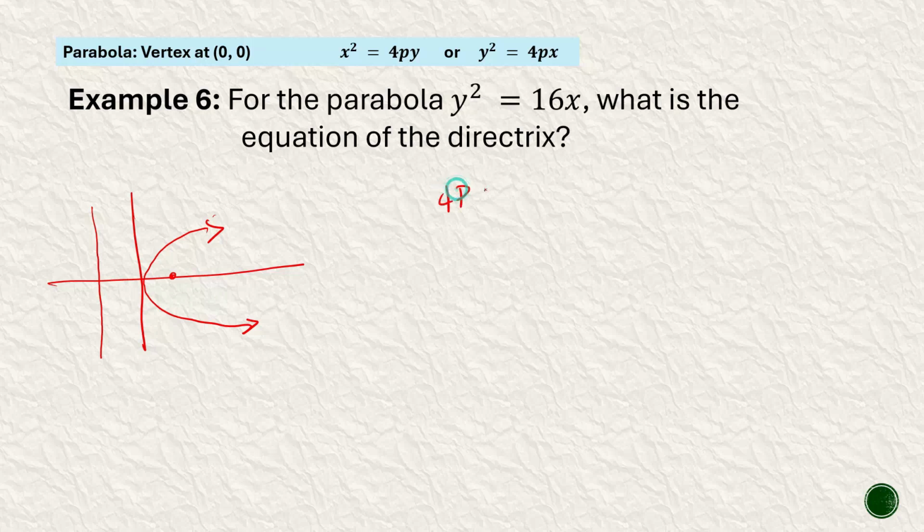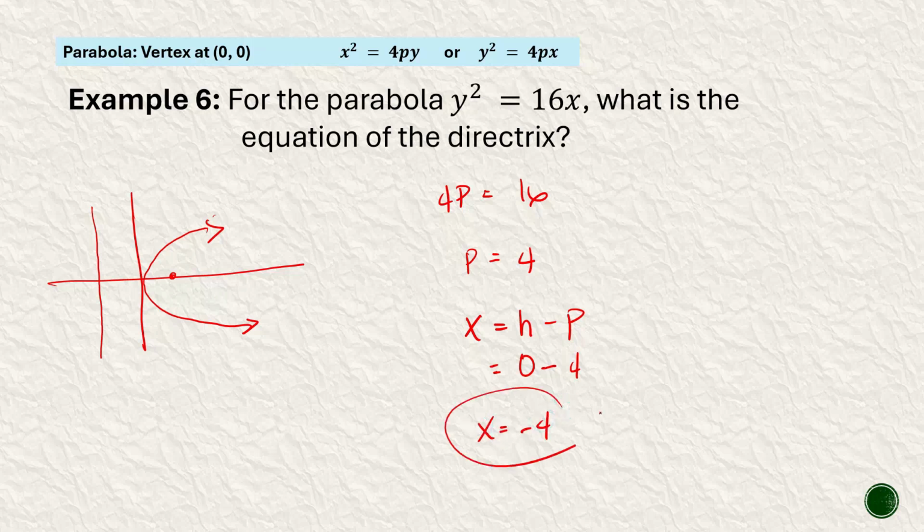So let's solve for p first. 4p equals 16. That means p equals positive 4. If the opening is sidewards, meaning to the right or to the left, the equation of the directrix is x equals h minus p. And again, that's the general formula for the directrix, even if the vertex is at (h, k). Our h is 0, so this is 0 minus 4, which is equal to negative 4. So x equals negative 4. That's the equation of our directrix.